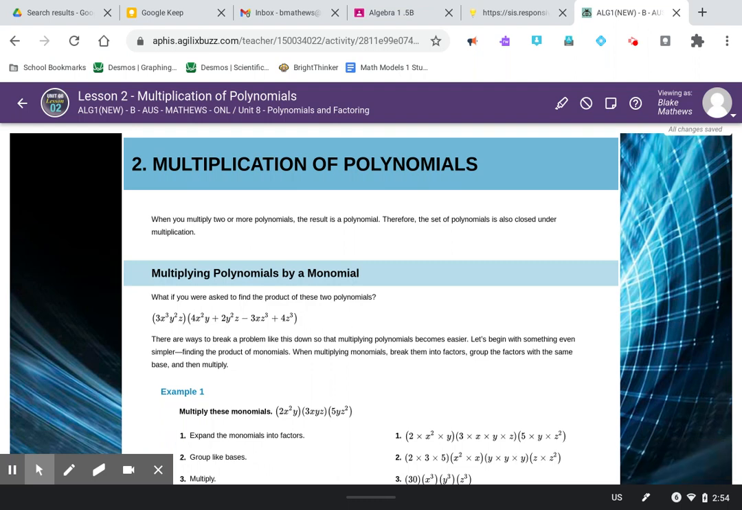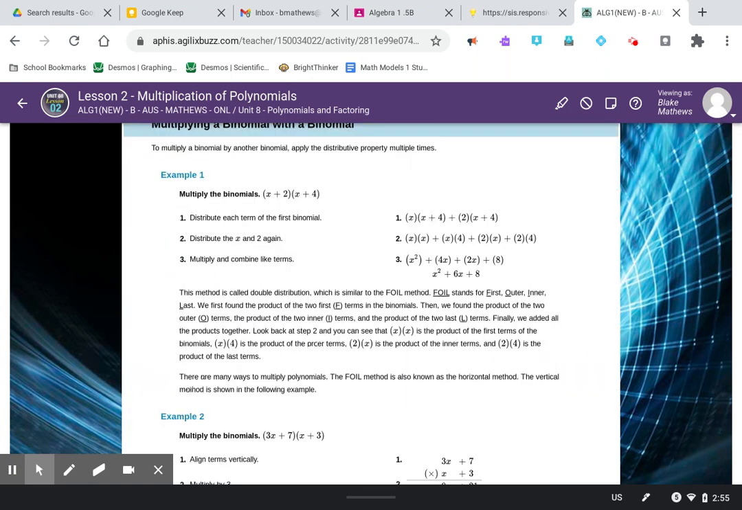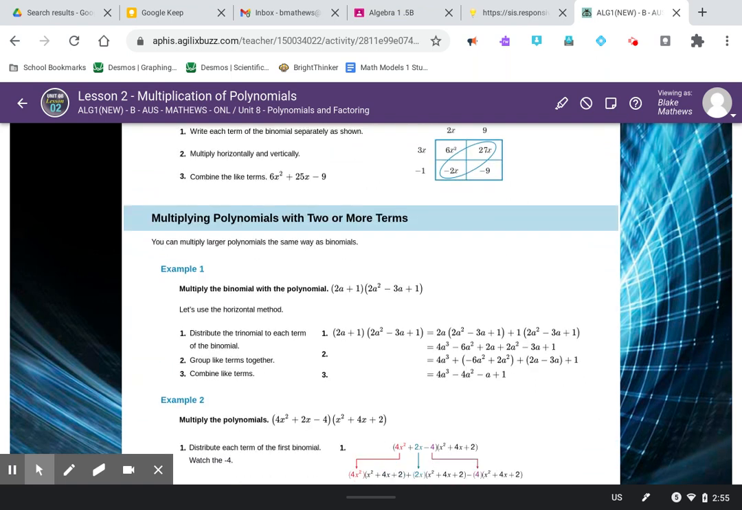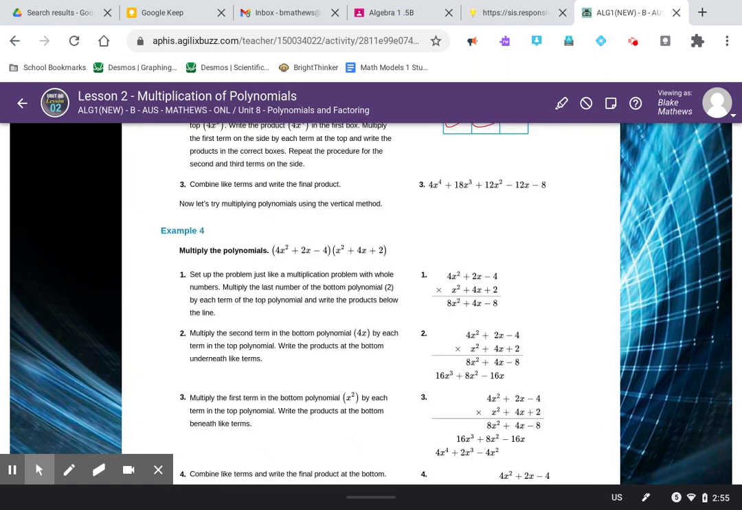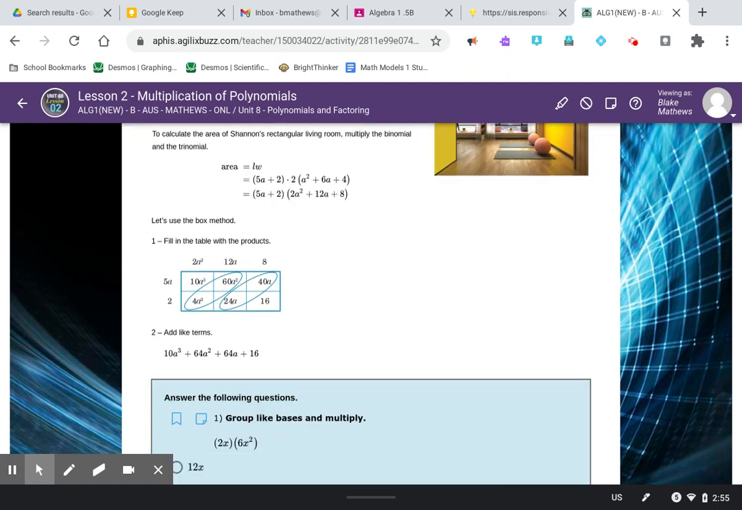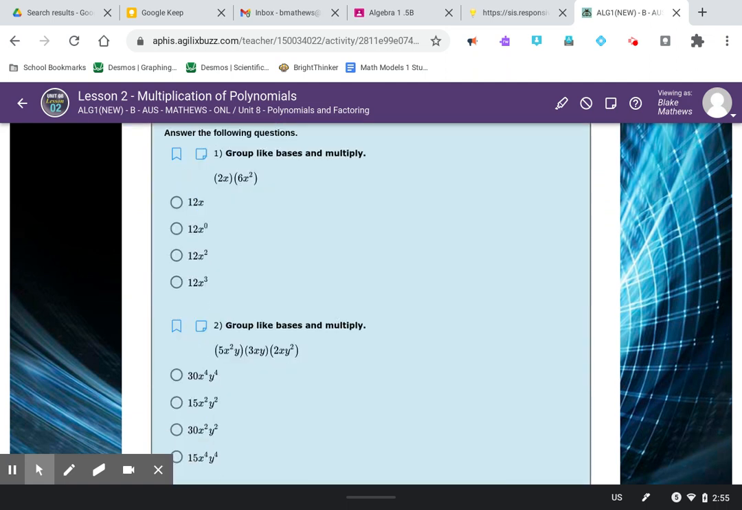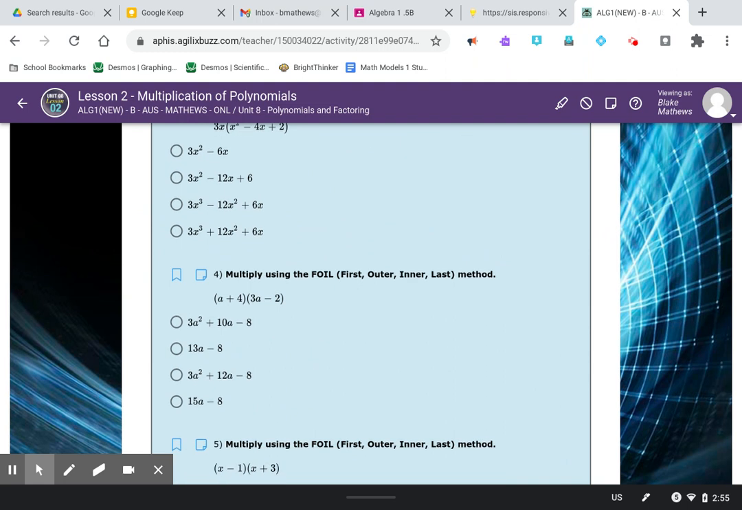All right, this is the Algebra 1, new Unit 8, Lesson 2 video over multiplication of polynomials. So we're going to go through a variety of examples. I'm basically covering all the types of problems that are here in the lesson as well as in the problems you actually have to work out. So I'm going to work through them in the same order, and it builds in difficulty as you go through the lesson.